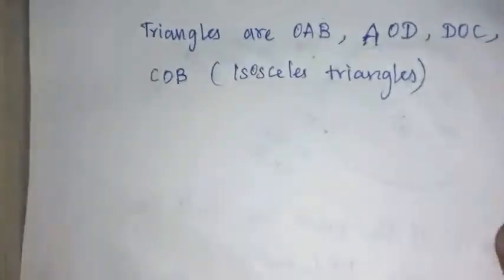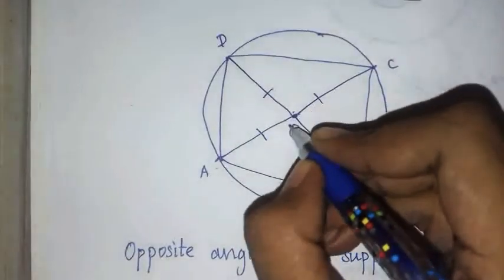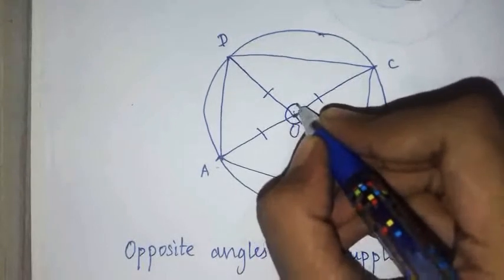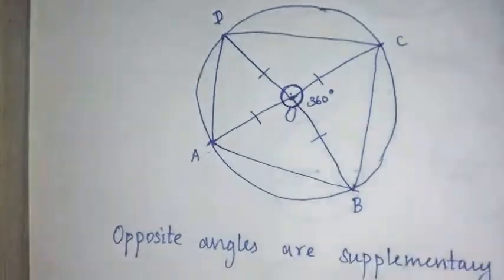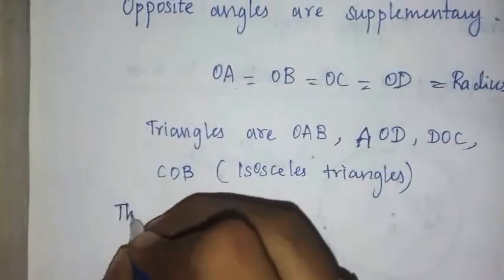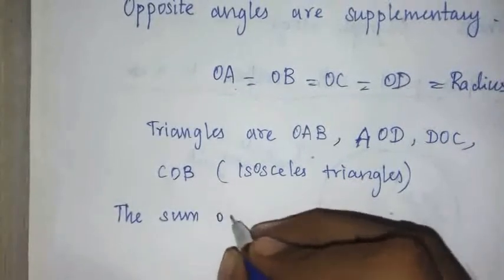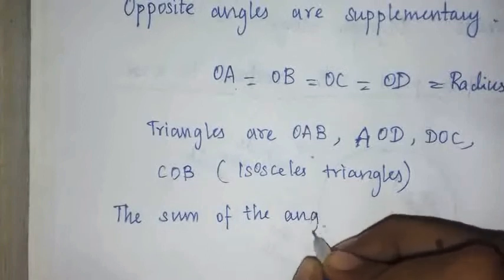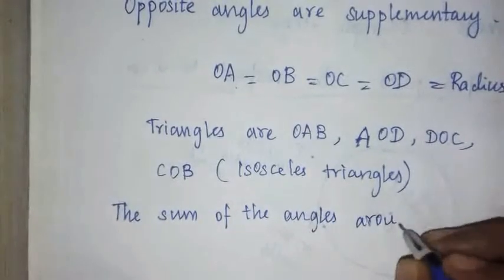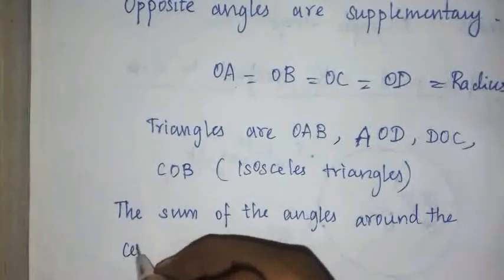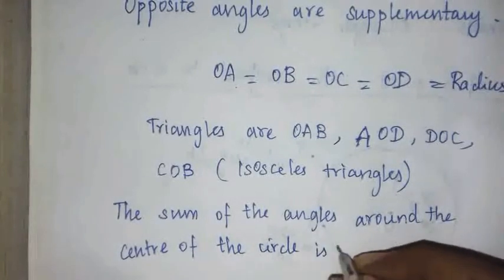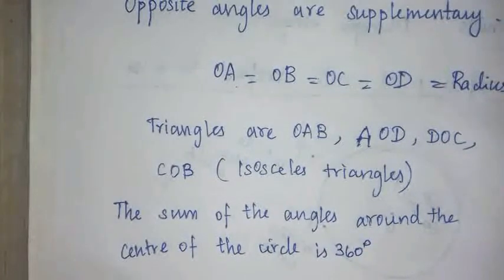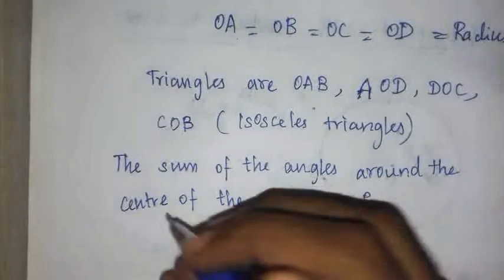Next, we know that here, what is the central angle? Here this is totally, what is the angle? 360 degrees. So we are going to write that as a sentence. The sum of the angles around the center of the circle is 360 degrees. Central angle is 360 degrees. Remember this. Then we know another proof.